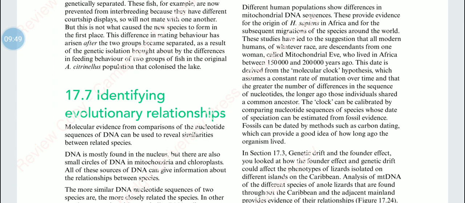Leave a line, put a star and write down: the more similar DNA nucleotide sequences are, the more closely related the species are and the more recently they have been separated. Humans are said to have separated from chimpanzees about a few million years ago, and from Neanderthals about 500,000 years ago.